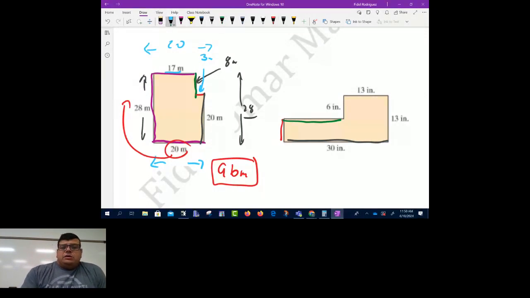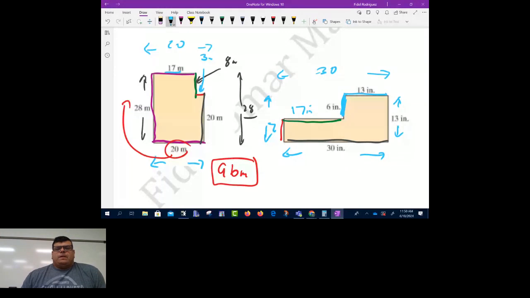We already know from here to here is 13. So from here to there has to be 13. Well, if this amount of it is 6, that piece has to be 7, right? We know that that whole distance there is 30. So that means from here to here has to be 30. Well, if that's 13, that one's got to be 17, okay?